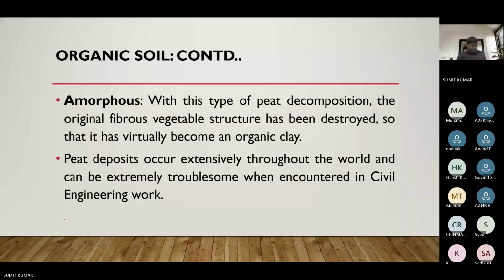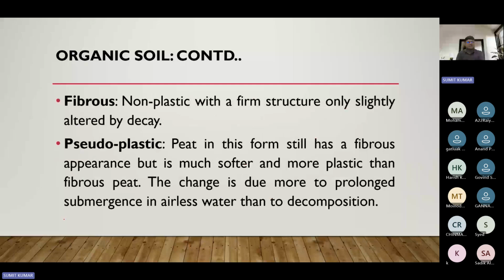After the organic soil is completed, we will take a 5 minute break and then move forward for the next 1 hour class. Fibrous peat is non-plastic with a firm structure, only slightly altered by decay. Pseudoplastic peat still has the fibrous appearance, but is much softer and more plastic than fibrous peat. The change is due to more prolonged submergence in airless water than to decomposition.